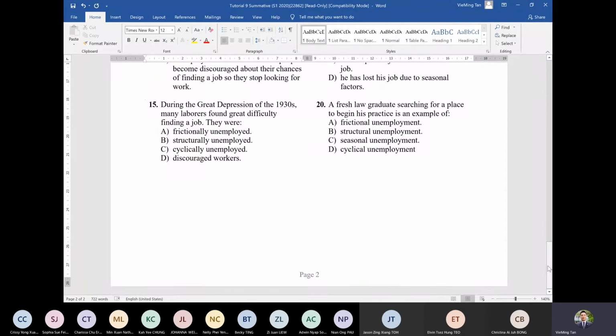Okay, number 15. We start from Johanna again. 15, Johanna. During the Great Depression of the 1930s, many laborers found great difficulty finding a job. They were A. Frictionally unemployed. Okay, you see this one. What is the keyword here? It's due to this one, depression.